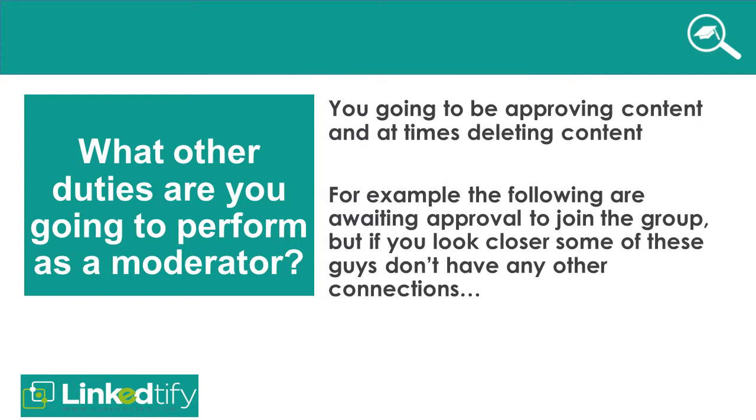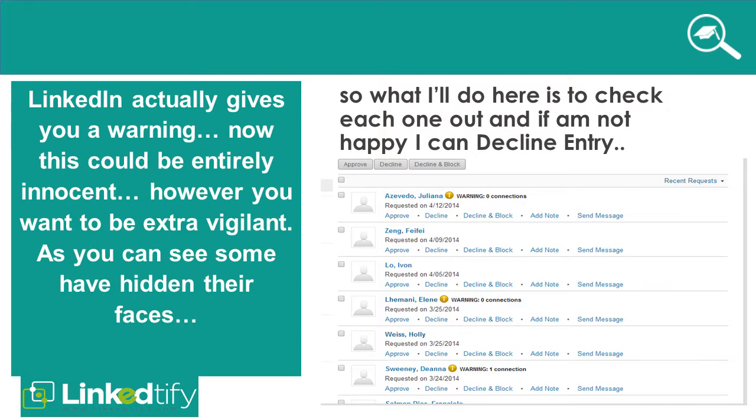You're going to be approving content, at times deleting content. For example, the following are awaiting approval to join the group. But if you look closer, some of these guys don't have any connections. LinkedIn actually gives you a warning if these people don't have connections. As you can see the warning sign, you can see the actual symbol of the warning sign. Now, this could be entirely innocent. However, you want to be extra vigilant. As you can see, some have hidden their faces. So what I'll do here is to check each one, and if I'm not happy, I can decline entry.